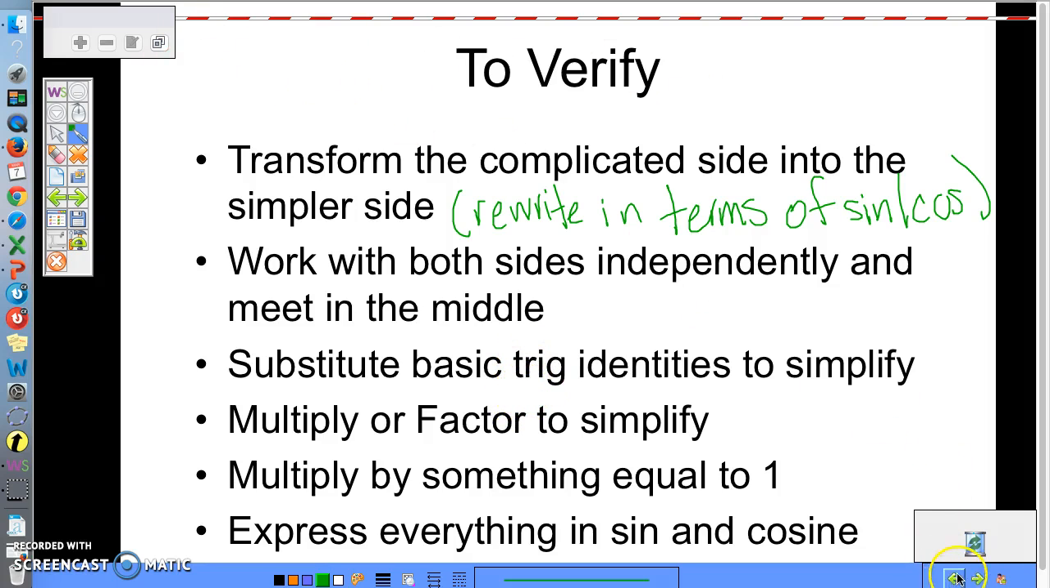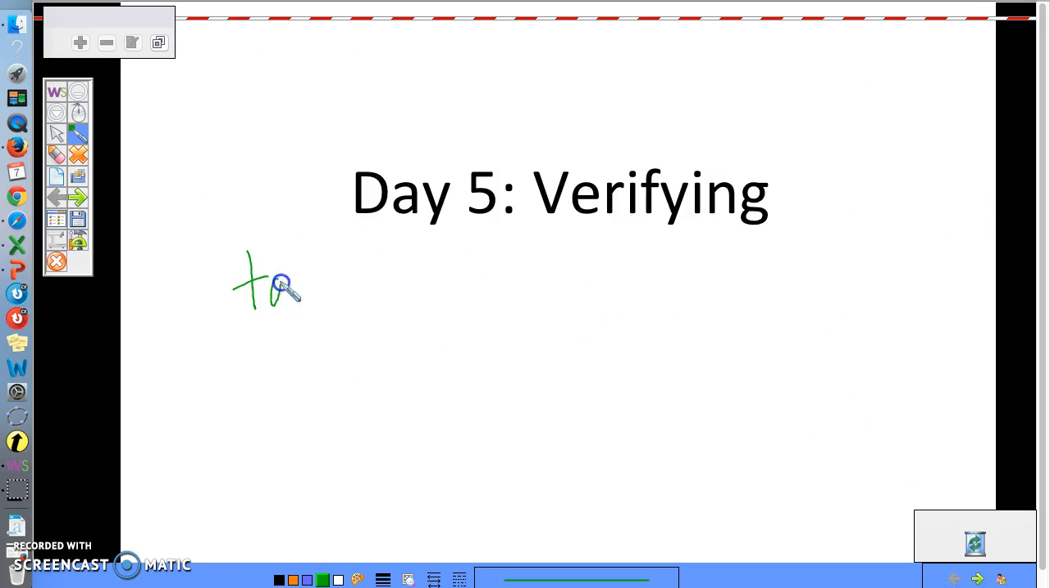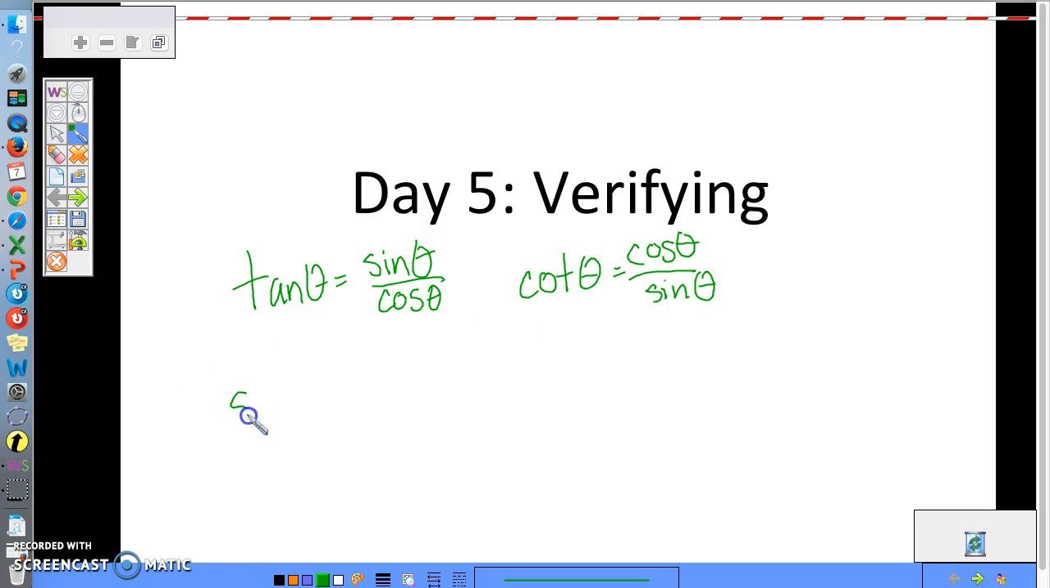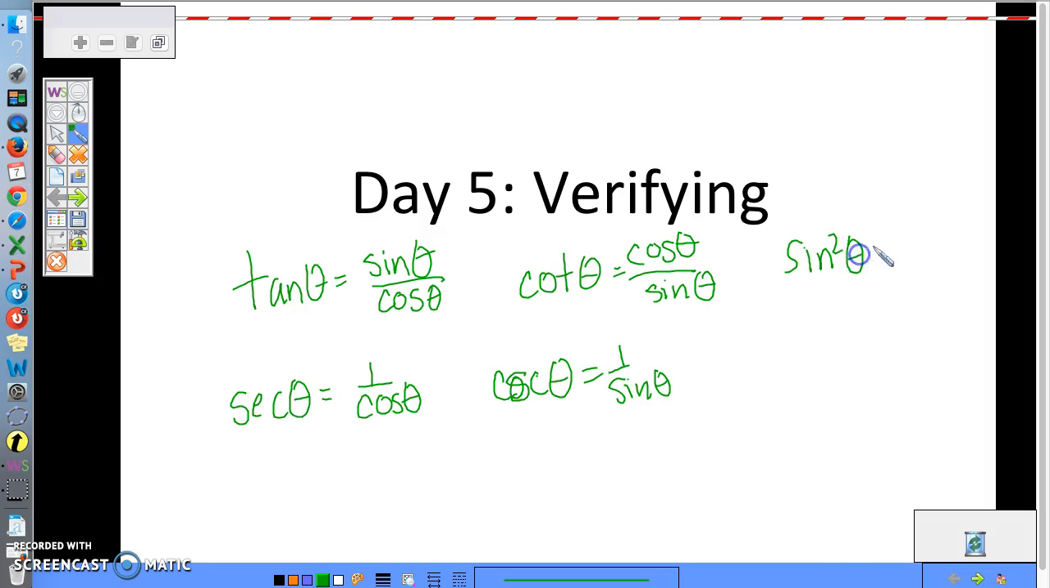For example, we're going to make a list of these basic trig identities. For example, we know the tangent of theta is equal to sine over cosine. That means our cotangent of theta is cosine over sine. We know the secant of theta is 1 over the cosine. The cosecant of theta is 1 over the sine. And then we'll be using this one quite a bit. That sine squared of theta plus cosine squared of theta equals 1.